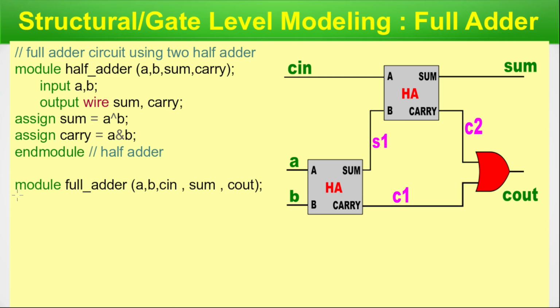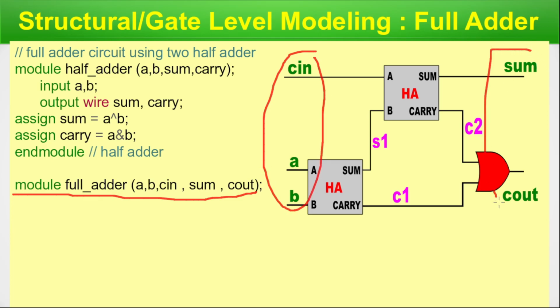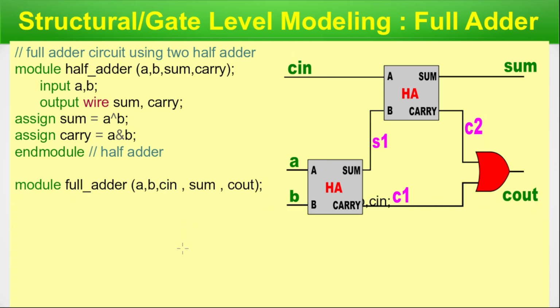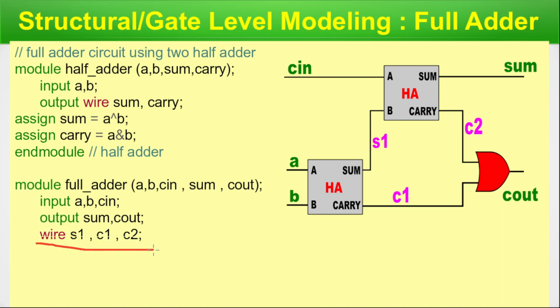The first statement is the module definition full adder, and here you can see we have defined the 3 inputs and 2 outputs: A, B, C in, and sum and C out. Next, we define the type of the ports, input ports as A, B, C in and output ports as sum and C out. Next, we define the interconnection wires, that is S1, C1 and C2. These are interconnection wires that will be used for this circuit.